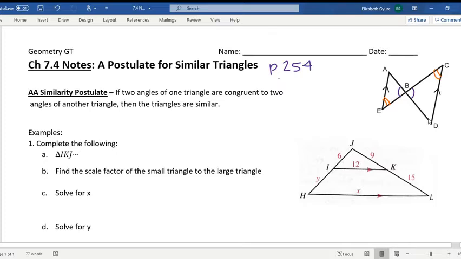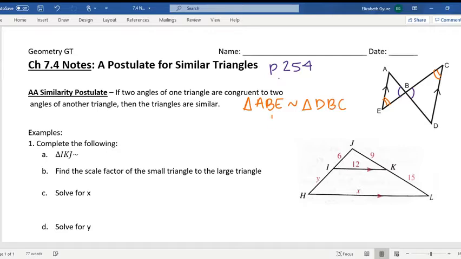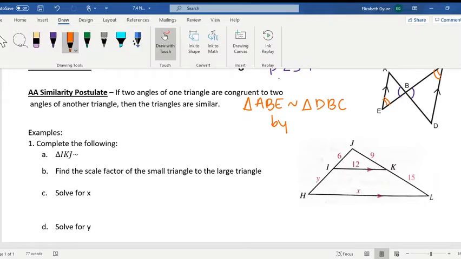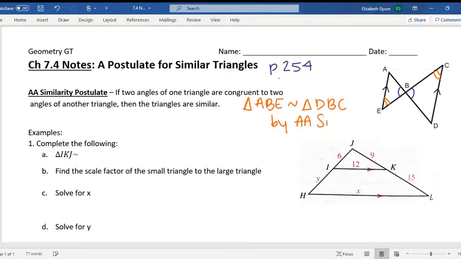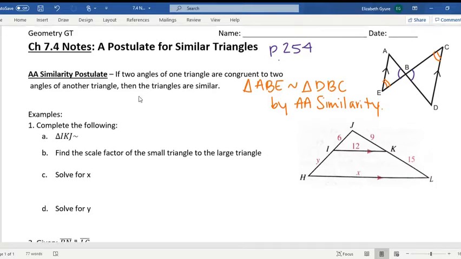So we could say that triangle ABE is similar to triangle DBC by the angle-angle similarity postulate. So really that's the only new concept we have, and we're just going to practice applying it a little bit.